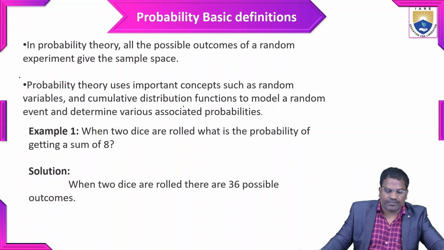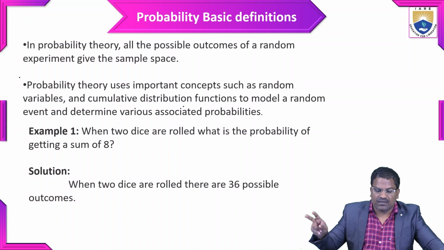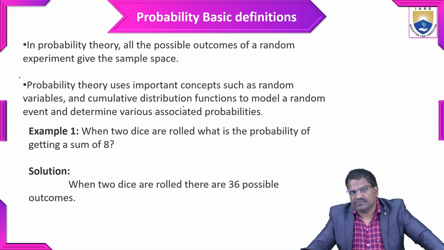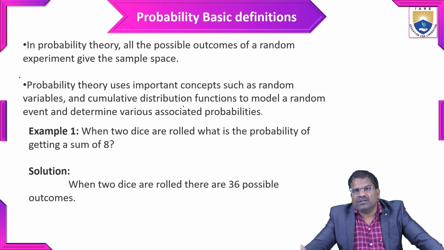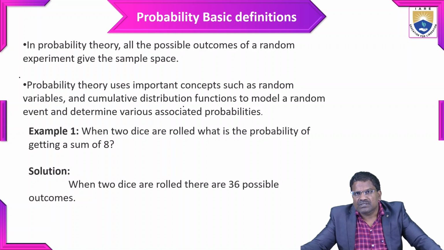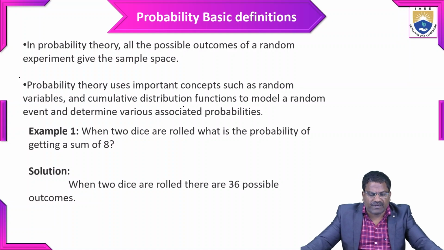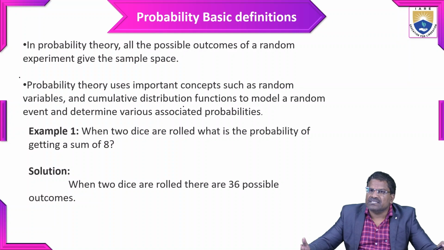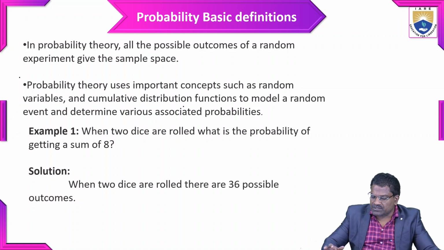Let us see one example. When two dice are rolled, what is the probability of getting a sum of 8? For that, we have to take the possible events: 1, 7 is not possible; 2, 6 is possible; 3, 5; 4, 4; 5, 3; 6, 2. Like that, we have to take possible events. When two dice are rolled, there are 6 into 6, 36 possible outcomes.